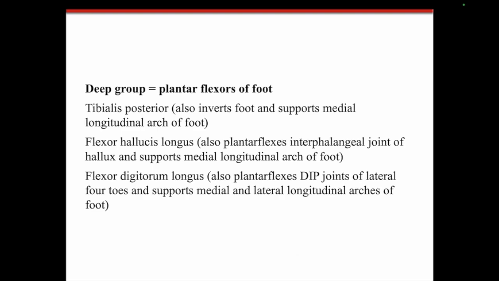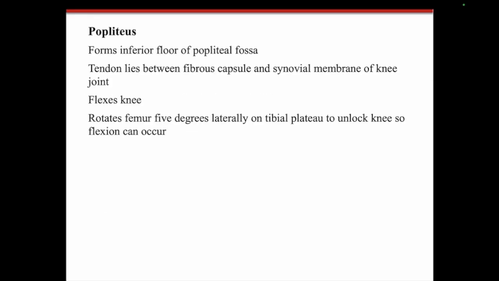So the deep group are plantar flexors of the foot. Tibialis posterior is an important inverter. Flexor hallucis longus is important for flexing the big toe, and the digitorum for flexing the other digits. As they cross the different joints, they are important for stabilization and contraction. Popliteus, in the popliteal fossa, is a muscle that basically assists with movements of the knee.